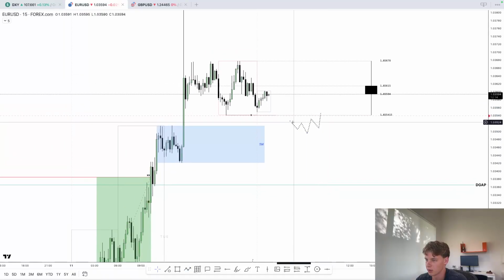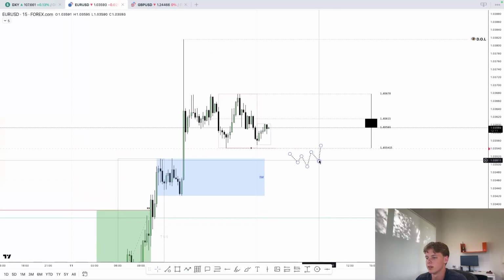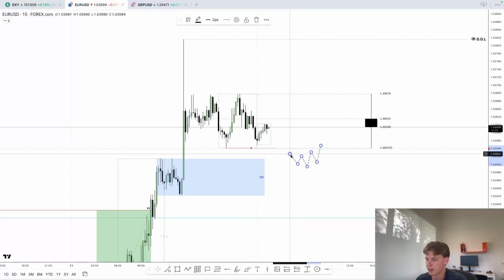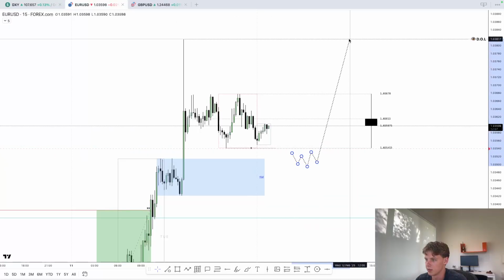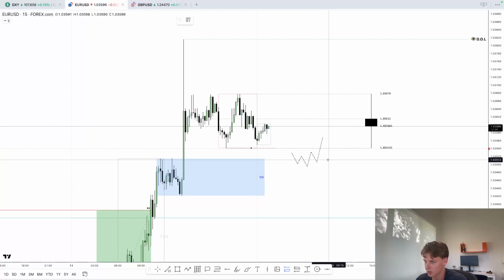This is basically what I'm looking for. A 15-minute market structure shift. And then, yeah, we would be going up there, targeting those highs. I'm going to set up this here.